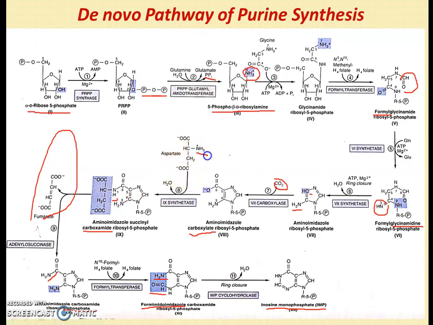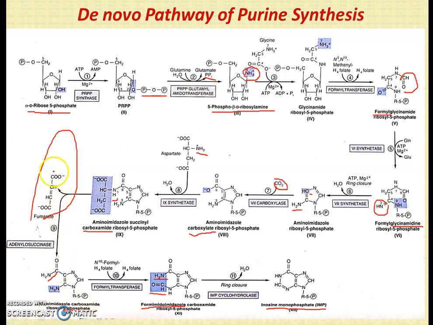This amino group is attached to the carboxyl group here, converting it to carboxamide. Later, this aminoimidazole succinyl carboxamide ribonucleotide is converted into aminoimidazole carboxamide ribosyl 5-phosphate.